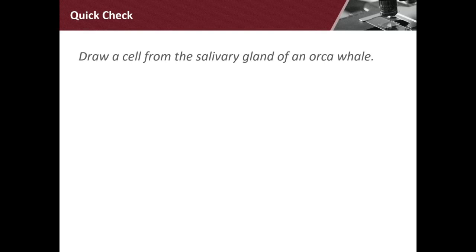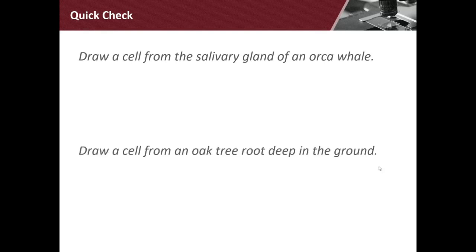All right, so let's challenge ourselves with one more question. Ready? Draw a cell from an oak tree root that's deep down in the ground. So a cell that's from a root that's way down deep in the ground.